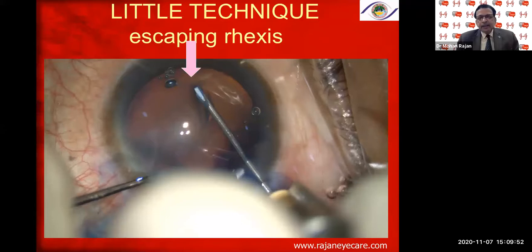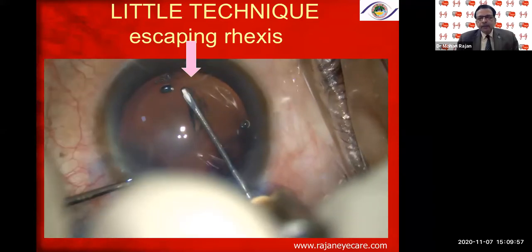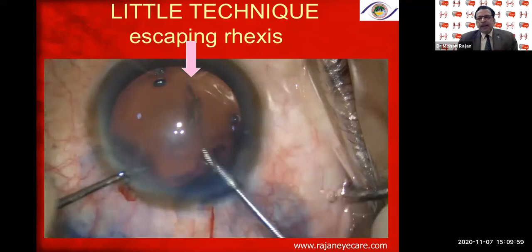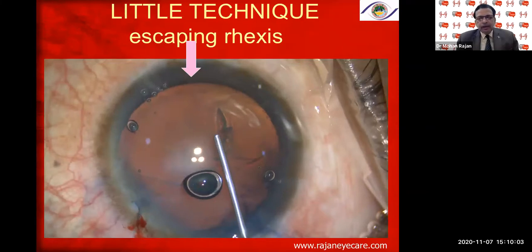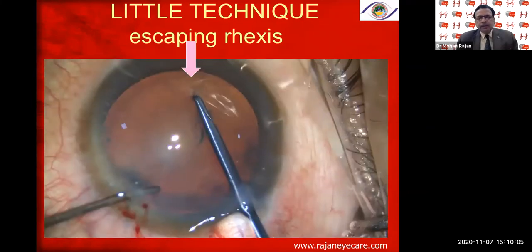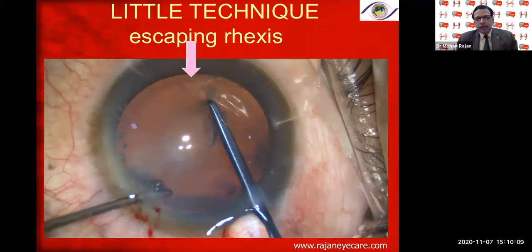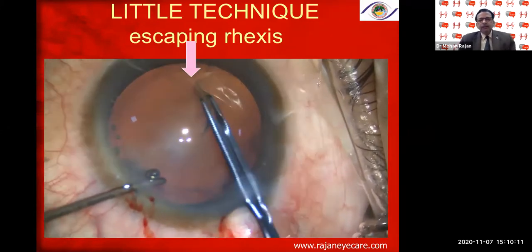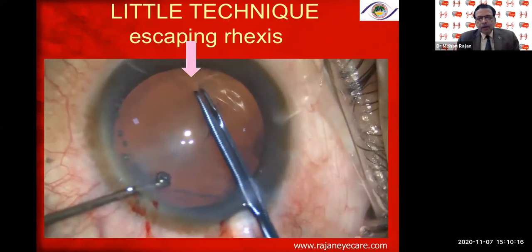Again, you can see an escaping rhexis. When you see an escaping rhexis like this, if you try to pull the rhexis in the same direction, it can go towards the equator, towards the zonular area, and you can lose the rhexis, and you can have a problem of the rhexis tear extending across the equator. This is called the Little's rescue, which has been described by Brian Little of the UK.